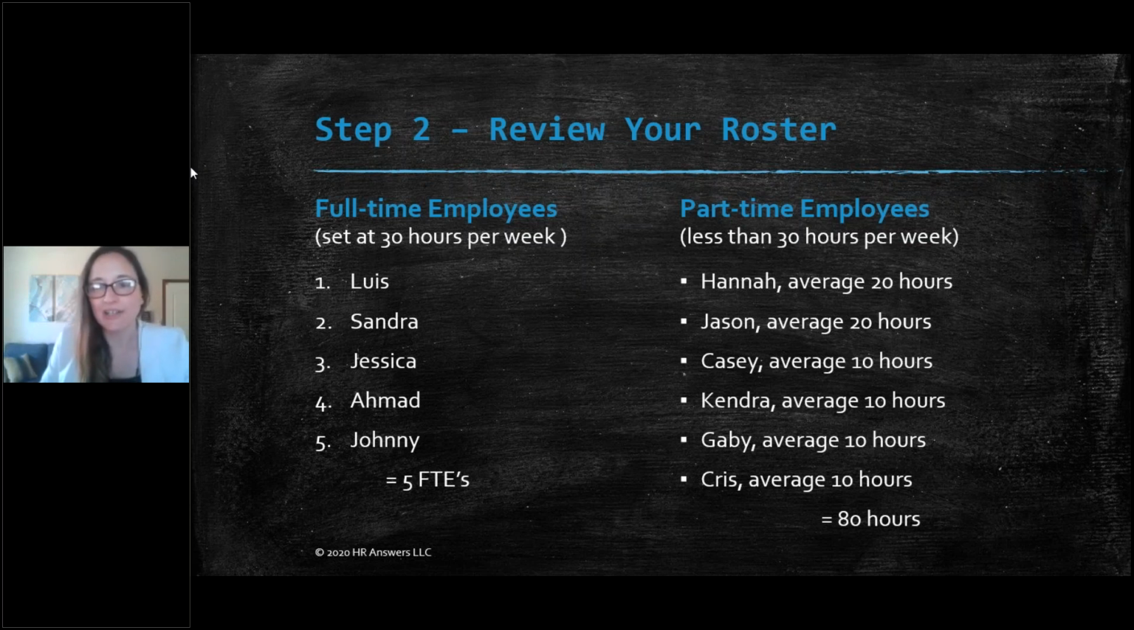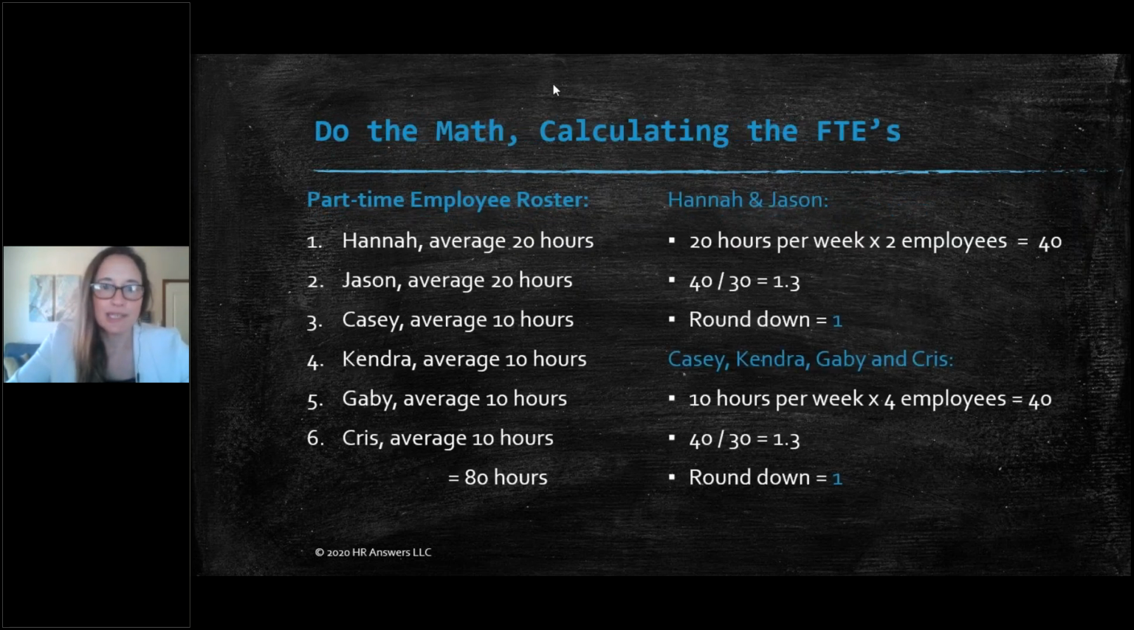And so what we're looking at here is that we have Hannah, Jason, Casey, Kendra, Gabby, and Chris. And Hannah and Jason average 20 hours per week each. Casey, Kendra, Gabby, and Chris average 10 hours per week, or a total altogether of 80 hours per week on average for these part-time employees. So let's keep that part-time roster handy, and let's remember that what we need to do is just break it down into a couple of simple groups, and that will help us to calculate our FTEs.